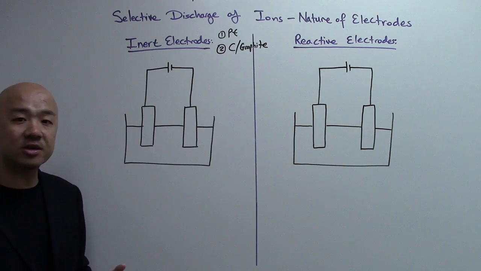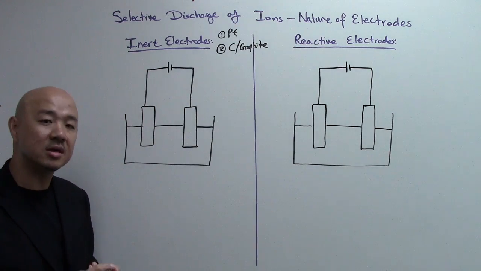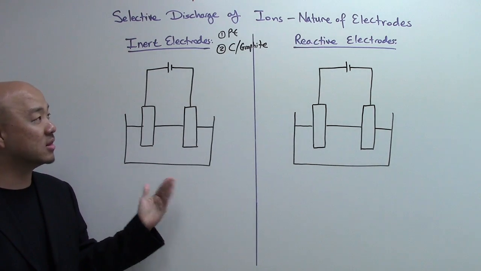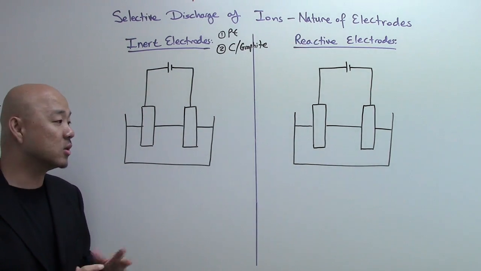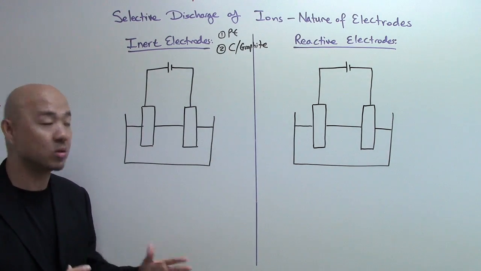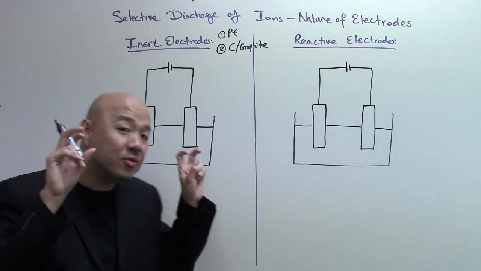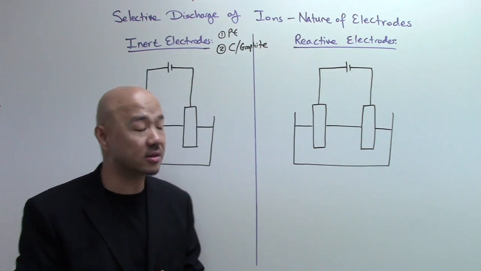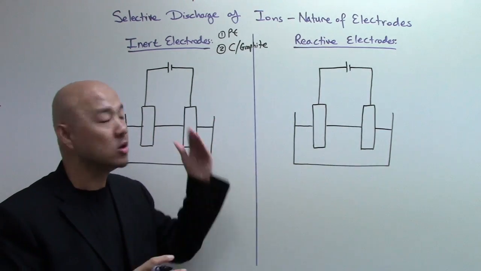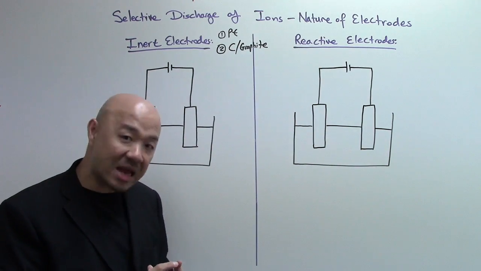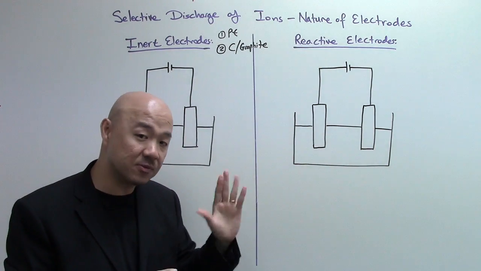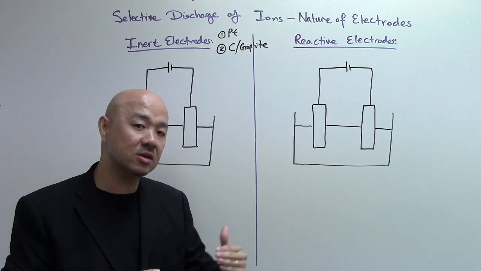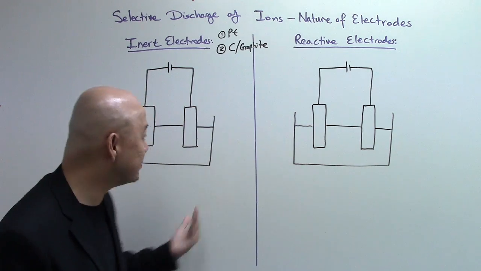Then what are reactive electrodes? They will be the rest of the metals that you can see from the metals reactivity series, all the way from potassium to even gold. Even gold, the so-called non-reactive or unreactive metal, when it comes to being an electrode, we will say it is a reactive electrode. So that's something that you must take note of. Gold is considered a reactive electrode. Let's come back to the board.